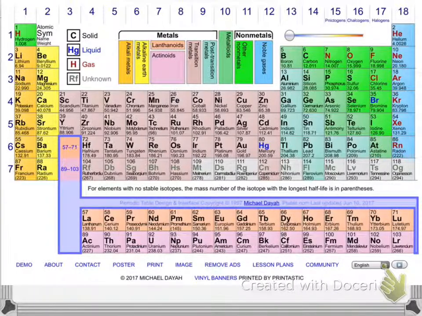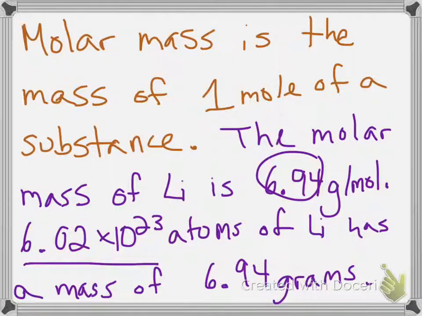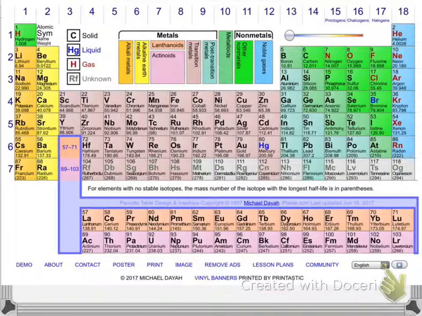In order to find the molar mass, you look at the periodic table. So this number right at the bottom is the molar mass. That means that for beryllium, 1 mole of beryllium, or 6.02 times 10 to the 23rd atoms of beryllium, have a mass of about 9.01 grams. So 9.01 grams per mole is the molar mass of beryllium.